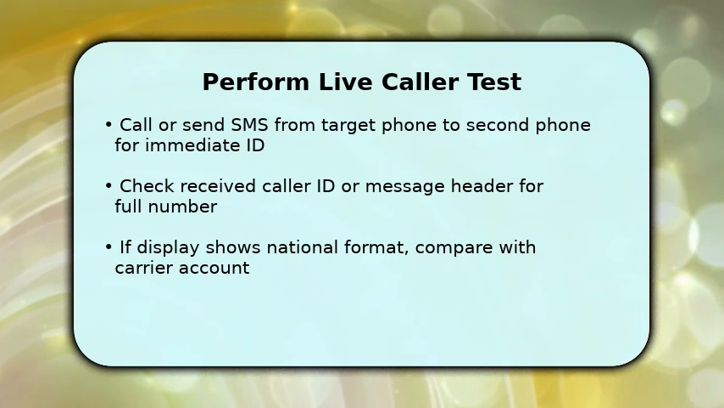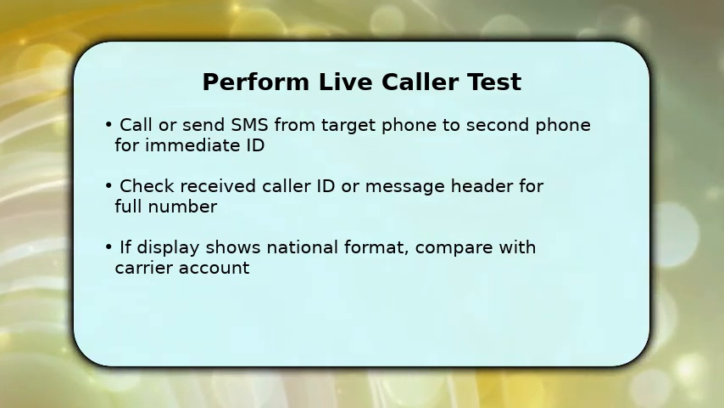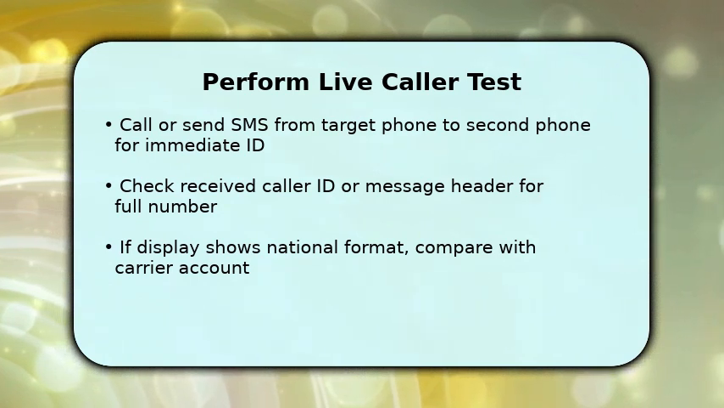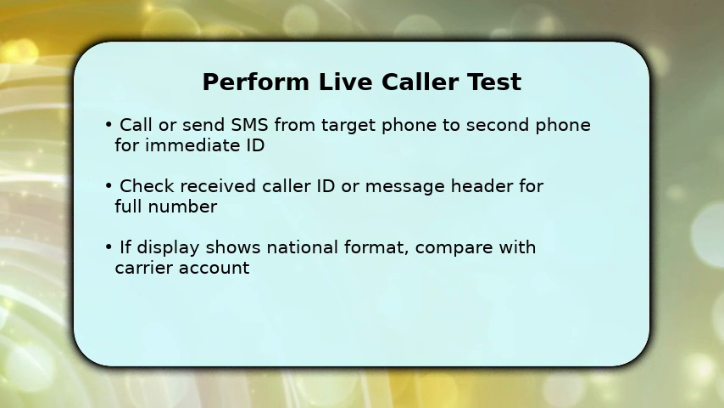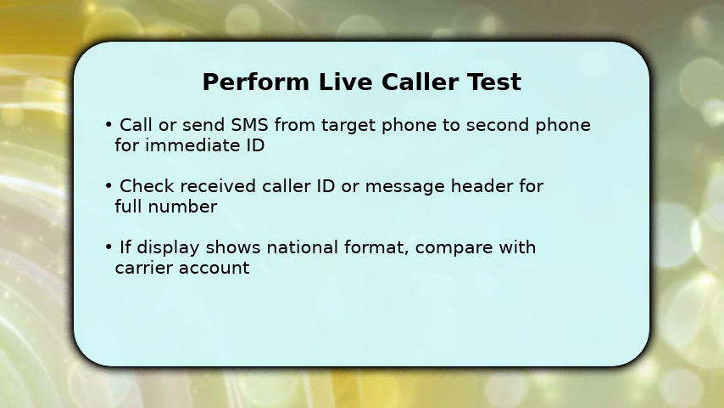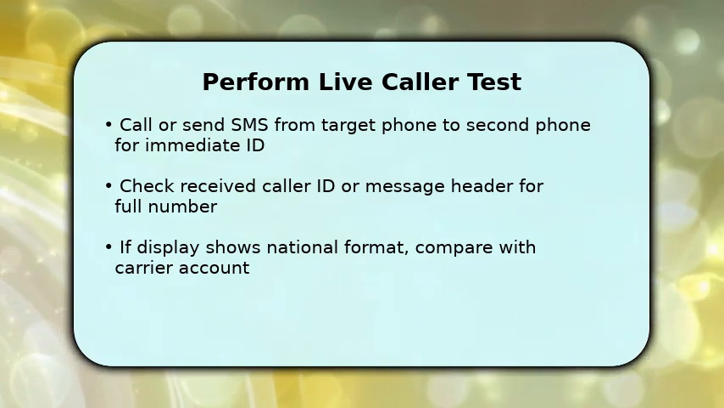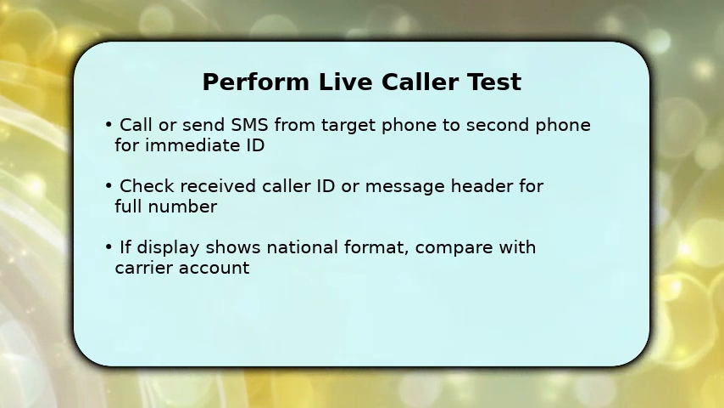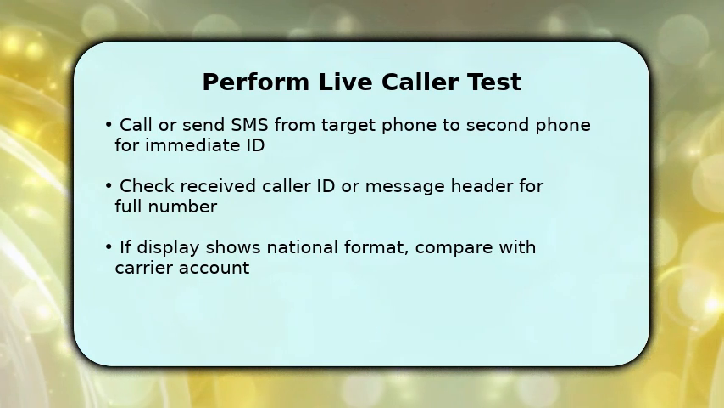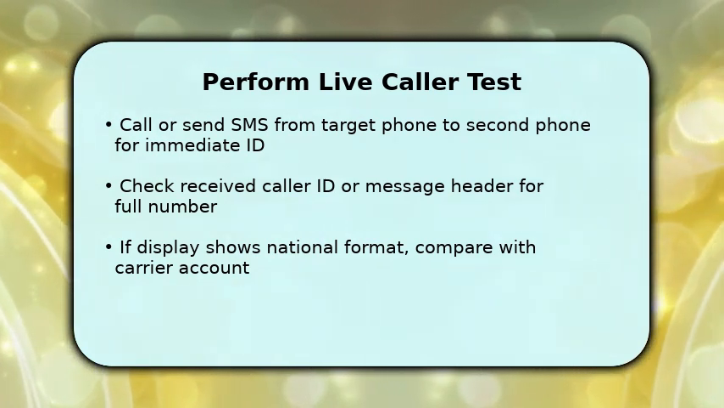Now you perform a live caller test. From the target phone, place a call or send an SMS to the second device. Listen and watch the recipient screen. The received caller ID or message header will show the exact digits your carrier uses. Once that number appears, write it down in national format to avoid ambiguity. If the displayed number differs from settings, the live test is authoritative because carriers control outbound ID formatting, and it reveals how your number is broadcast.